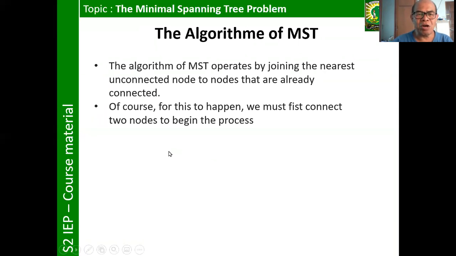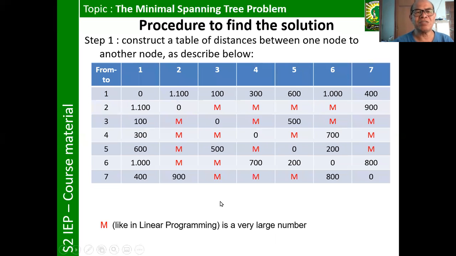The MST algorithm operates by joining the nearest nodes. Because we would like to find the minimum length, we connect the nearest node to another node. We should first find 2 connected nodes and then connect step by step. Okay, so this is the concept, and then what is the procedure?